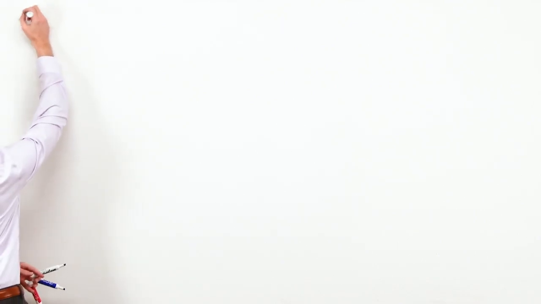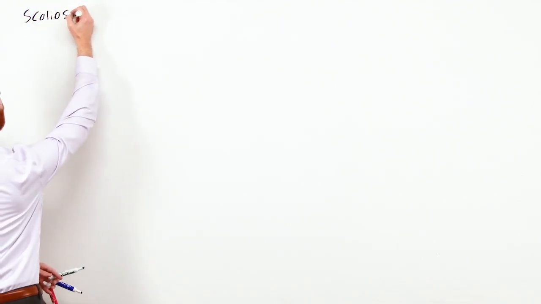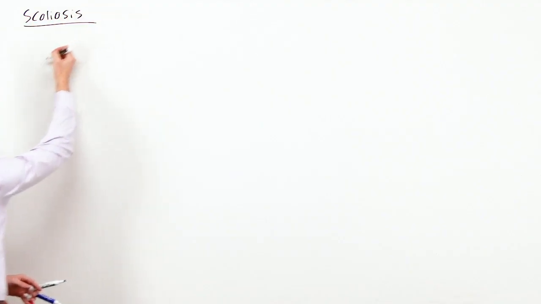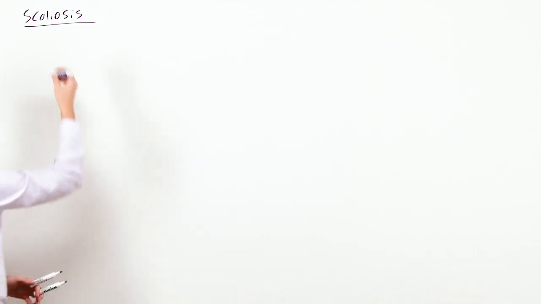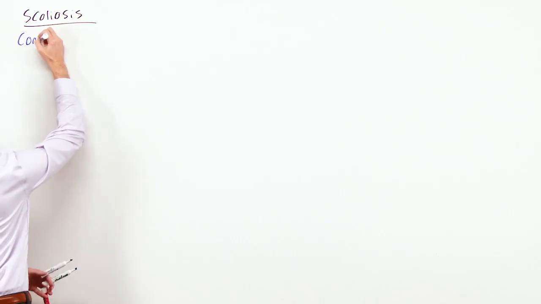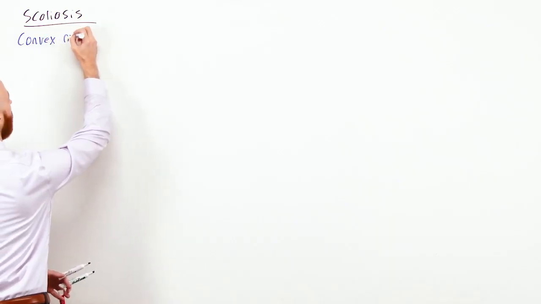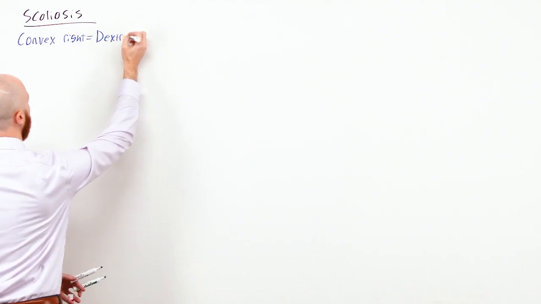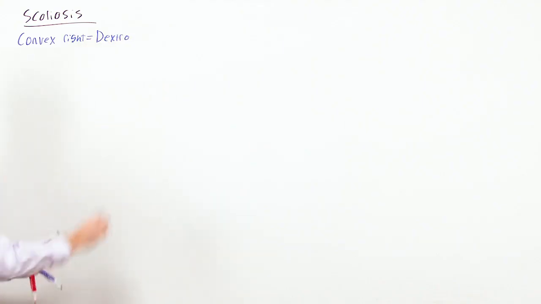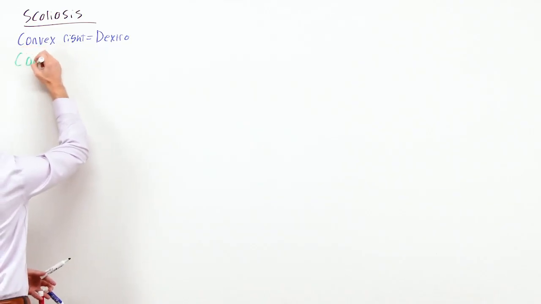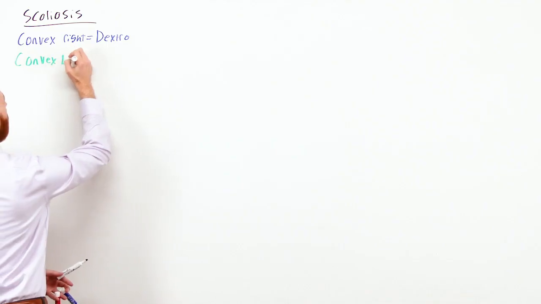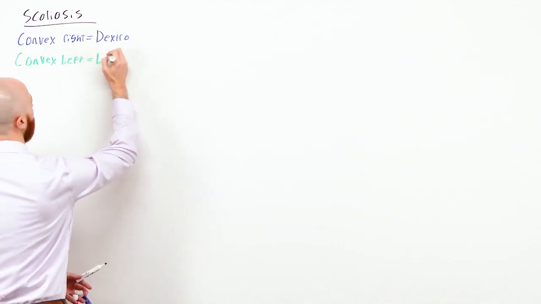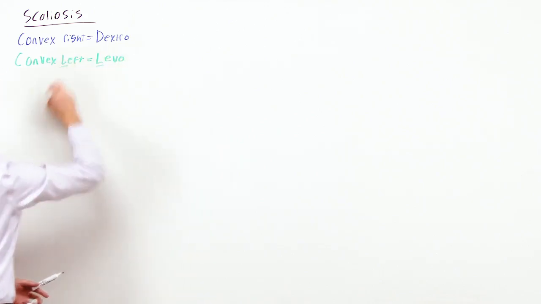So we're going to start off with naming scoliotic curves. There are two scoliotic curves that you can have. If it's convex to the right, this will be a dextroscoliosis. This is also the most common kind of scoliosis. If it's convex to the left, it's a levoscoliosis. Left, levo.